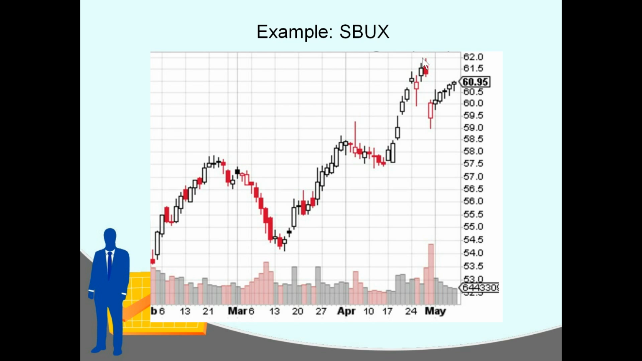The impulse wave. And we might expect it to be followed by a corrective wave. And so here we go. Down, and then up, but only partially. It's not another higher high. And so we might expect the next move to be down, if the theory is to hold correctly here.